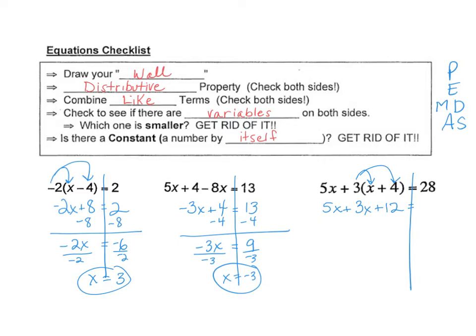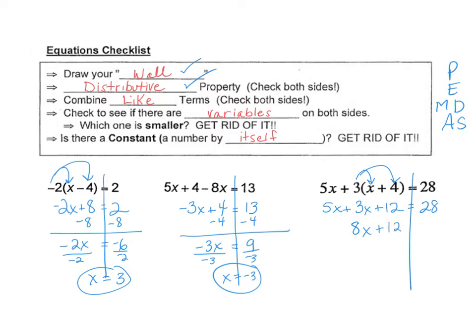So my 5x comes down, my equal sign, and my 28. So I just took care of the distributive property. I had already drawn my wall. Next thing is to look for, can we combine like terms? And we can. So we can put our 5x and our 3x together to make 8x.